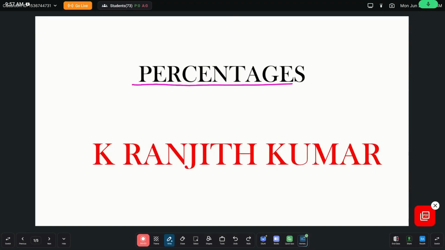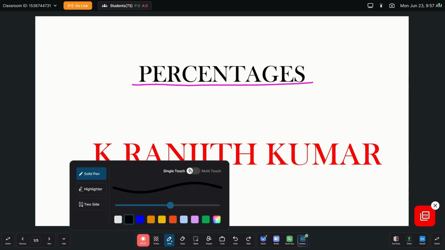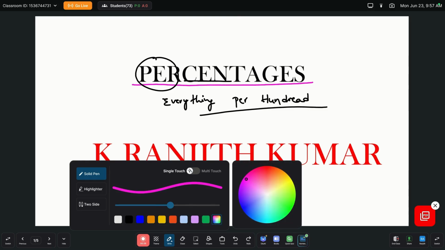So today our topic is percentage. What do you mean by percentage? In the name itself, we have "percent". So everything we need to calculate per 100. We need to calculate per 100.